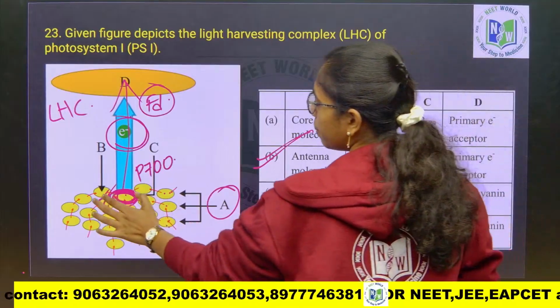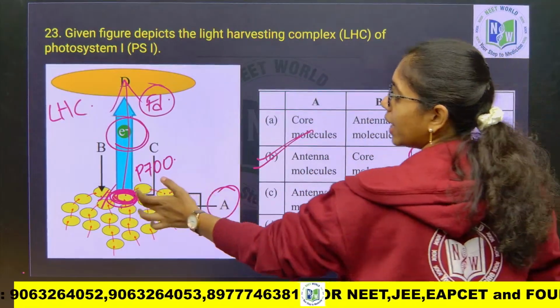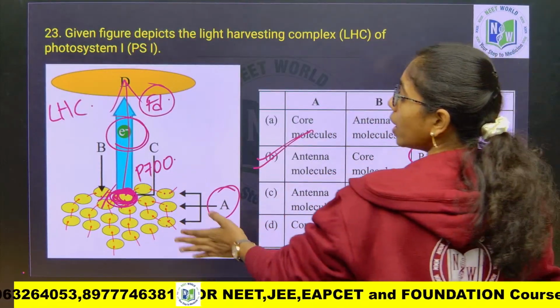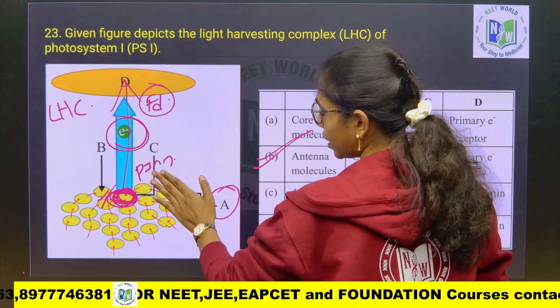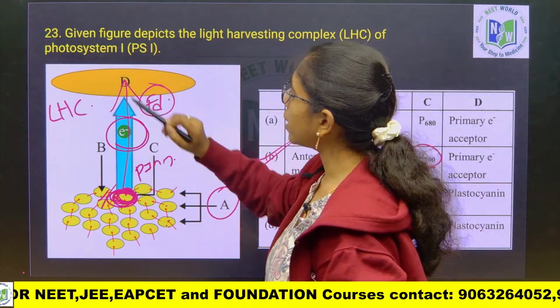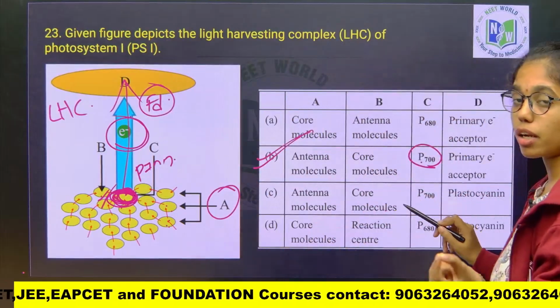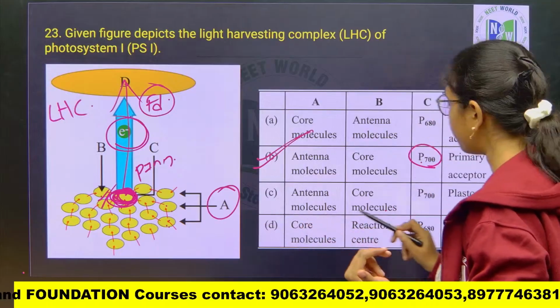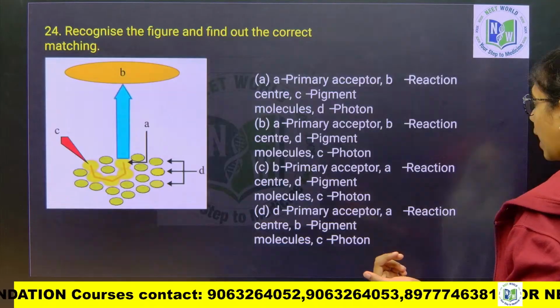A is antenna pigments, B is the core pigment, and the maximum absorption wavelength of photosystem 1 is P700. That is the maximum wavelength of photosystem 1, and the primary electron acceptor for the absorbed energy will be ferredoxin if it is photosystem 1. So option B will be the correct answer.